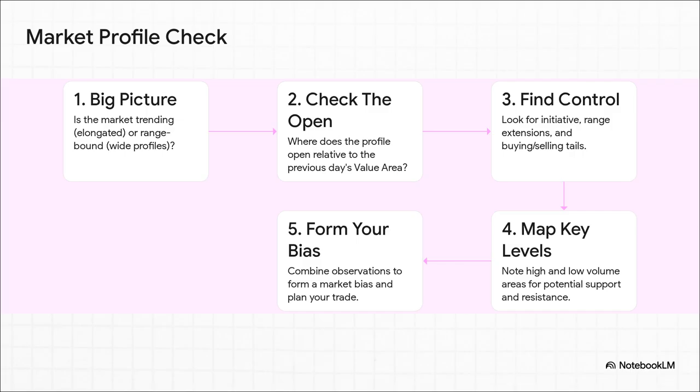Step 4. Map key levels. Now you look for the fat parts of the profile. Those are high-volume areas that will probably act as support or resistance. And just as important, you look for the skinny parts, the low-volume areas where price can just slice right through. This is your roadmap for the day.